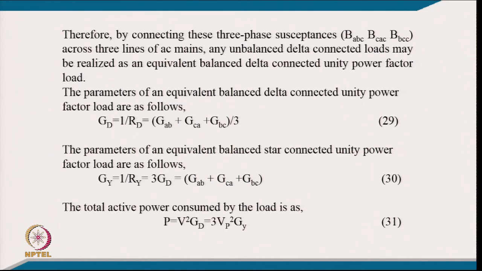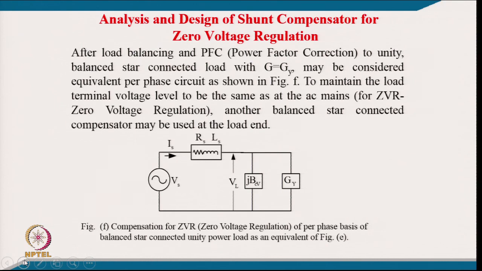So, the parameters of the equivalent balanced star connected load can be found: GY equal to GD by 3. This is the delta to star conversion. In a star the conductance is typically different by a factor of 3, and the impedance is one third. So that is the sum of GAB, GBC and GCA, and the total power consumed you can find out as V square GD, which is nothing but 3 Vp square, with Vp the phase voltage, times the star conductance. That is the total power consumed by the load, because all compensators are not consuming; we are considering all lossless compensators.